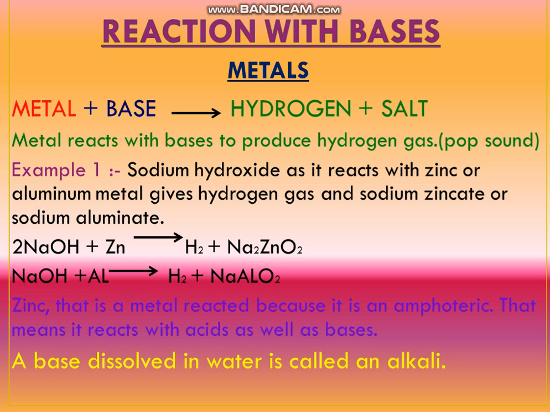Reaction with bases of metals. Metal plus base gives us hydrogen plus salt. Metal reacts with bases to produce hydrogen gas, that is a pop sound. Example, sodium hydroxide, as it reacts with zinc or aluminium metal, gives hydrogen gas and sodium zincate or sodium aluminate. The reaction is NaOH plus zinc gives us H2 hydrogen gas plus Na2ZnO2. NaOH, when reacted with aluminium, gives us hydrogen gas and NaAlO2. Zinc, that is a metal, reacts because it is amphoteric. That means it reacts with acid as well as bases. A base dissolved in water is called an alkali.